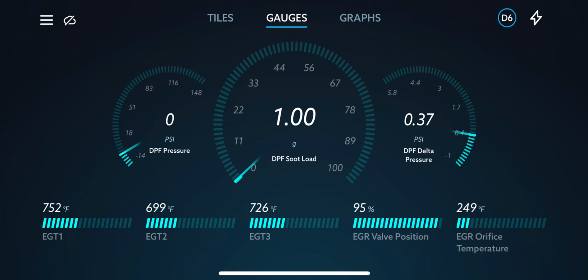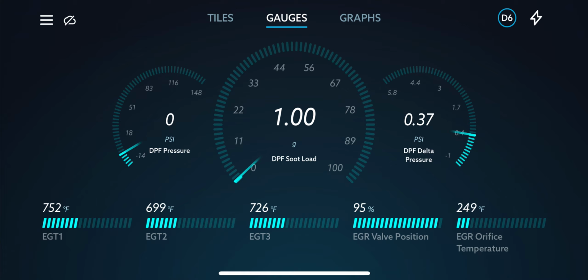Now, this is a snapshot. I think I took this while I was driving. My DPF pressure did go, I think, to like 2 psi, but it dropped. My DPF soot load was at like 2 or 3, but it had dropped to 1. And I'll do another snapshot when I get home. And I love my RAM. The emission systems are great.